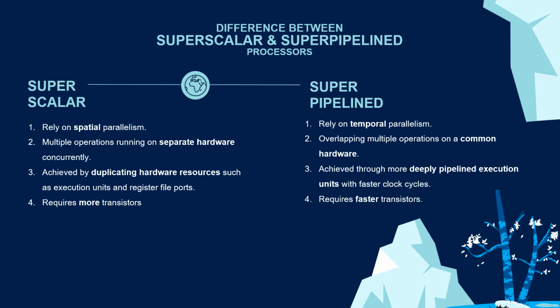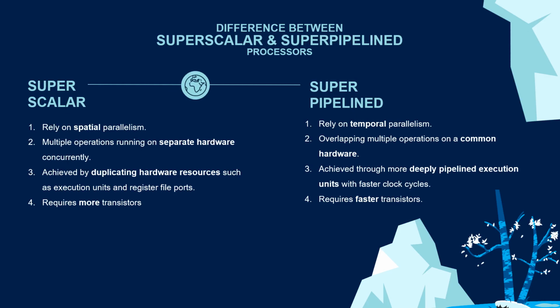Difference between superscalar and super pipeline processors. Superscalar relies on spatial parallelism. Super pipeline relies on temporal parallelism. Superscalar: multiple operations running on separate hardware concurrently. Super pipeline: overlapping multiple operations on a common hardware.